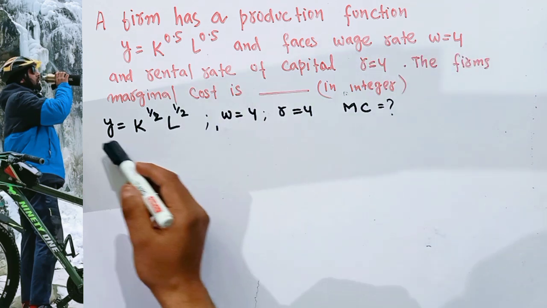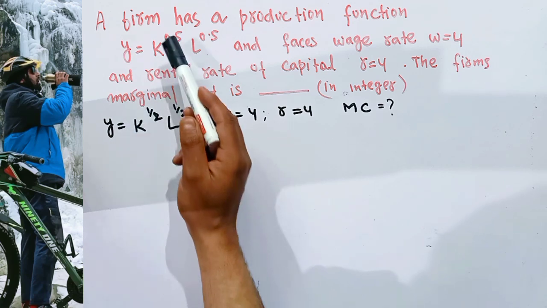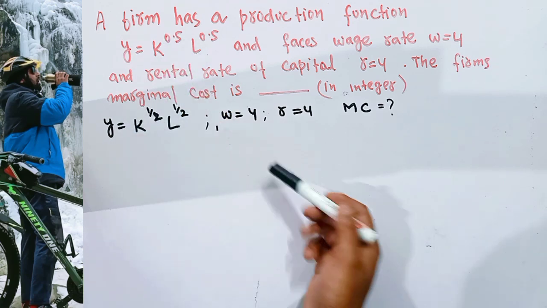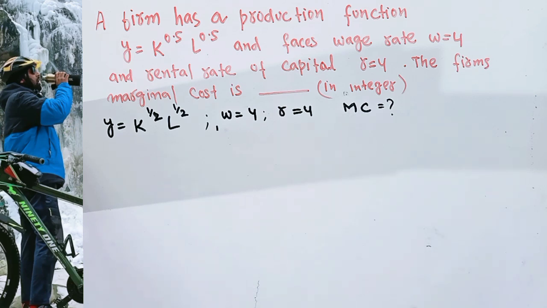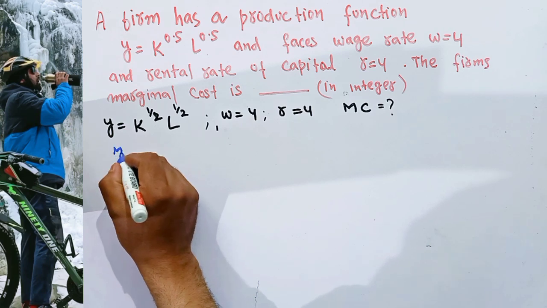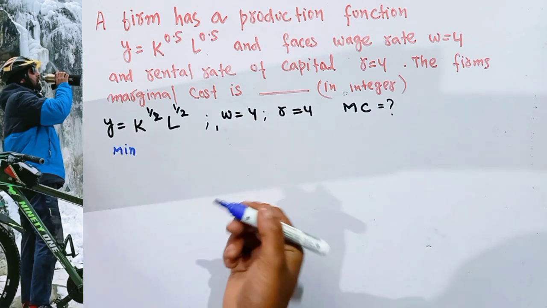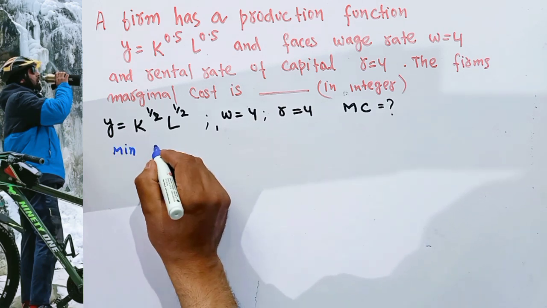Okay, so given this production function, in place of 0.5 I have written 1/2, no problem. Wage rate is 4, rental rate of capital is 4. We need to find out the value of marginal cost. So basically what we need to do here, we want to minimize our cost. This is a cost minimization problem.